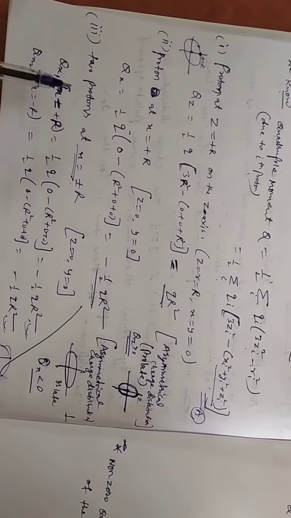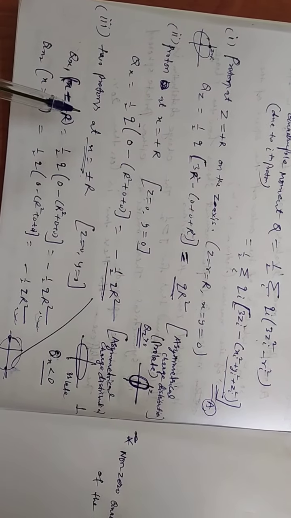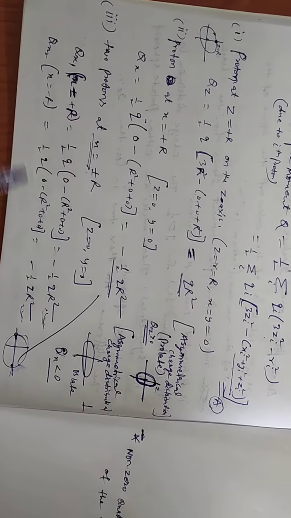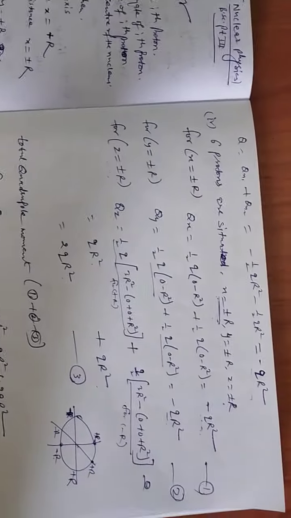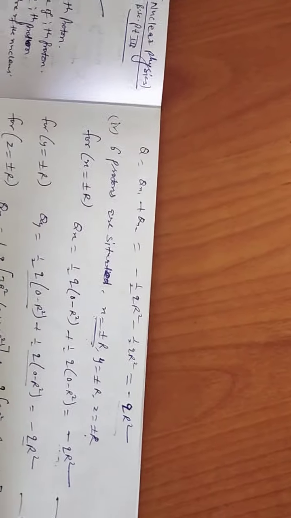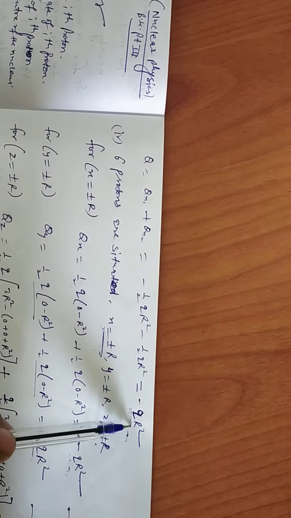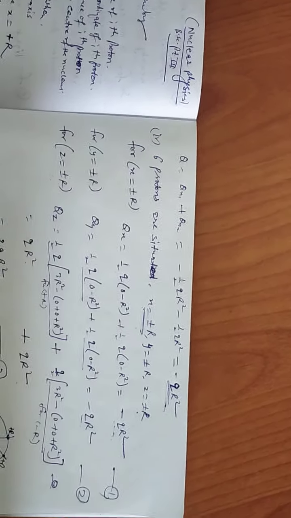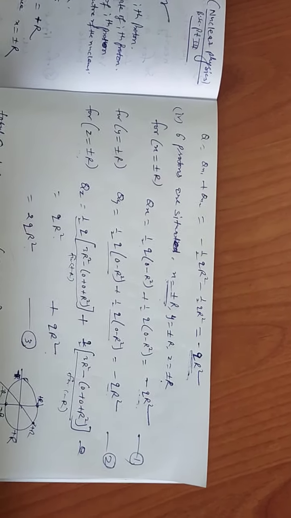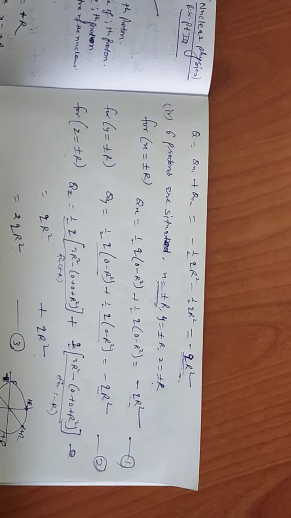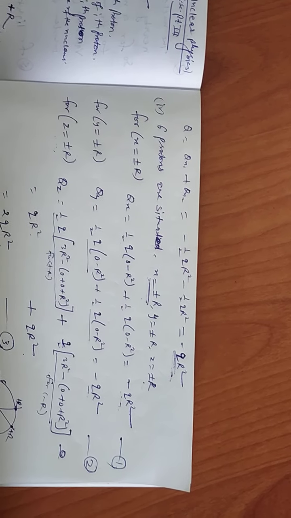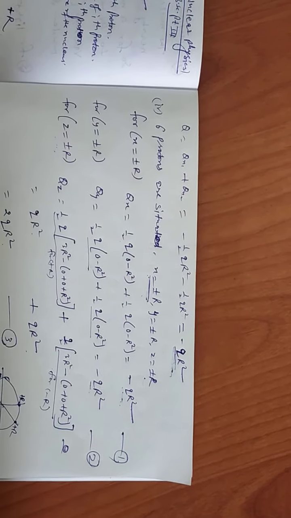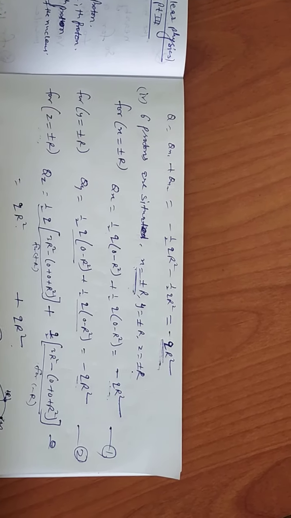Now the third case, where two protons are at x equal to plus minus r. This is the case in which we got the quadrupole moment minus q r square. This is not equal to 0, so in this case the charge distribution is also not symmetric, and this is the case of oblate spheroidal charge distribution.